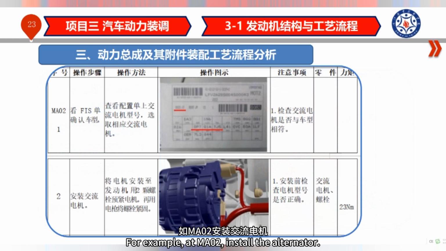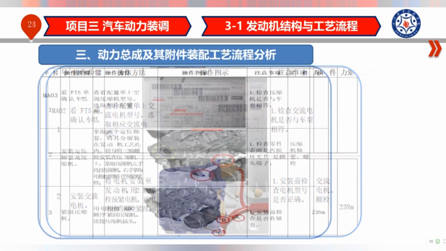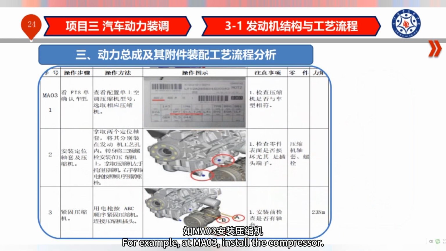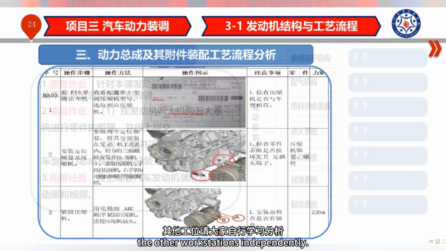For example, at MA02, install the alternator. Before installation, check that the alternator model is correct. For example, at MA03, install the compressor. Check the part surface for damage. Pay special attention to the connector terminals. Also check that the bushing is in place before installation. Please study and analyze the other workstations independently.